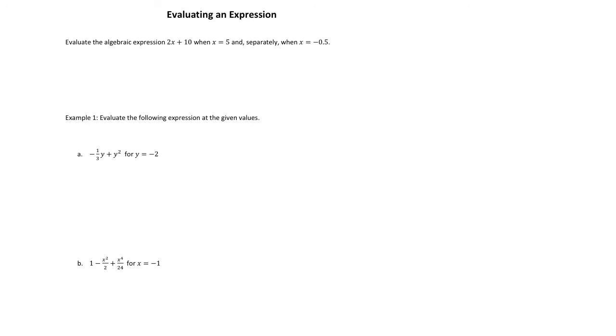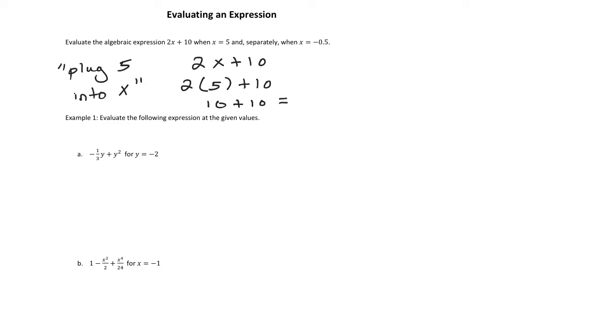For this lesson, we're going to discuss evaluating an expression. What that means is, if we have something as simple as, let's say, 2x plus 10, what does it mean if we take x equals 5 and put that in place of x? We can say that as we're going to plug 5 into x. So you take your expression, open up a set of parentheses, place in 5, and then simplify this down to a single number. So 2 times 5 is 10, and 10 plus 10 is 20.